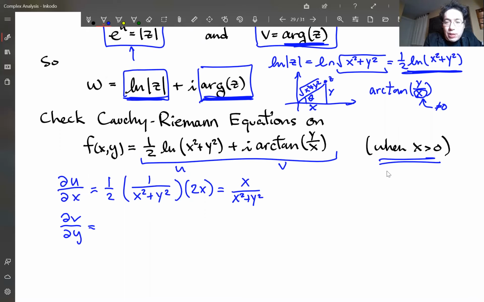So let's do that. So v is arctan. So the derivative is 1 over 1 plus the inside squared.